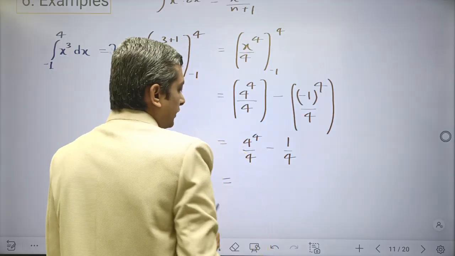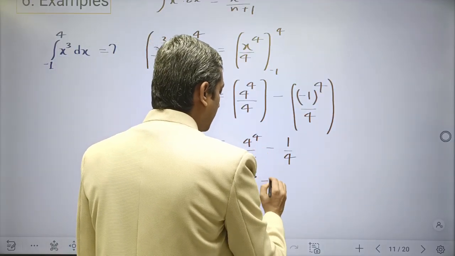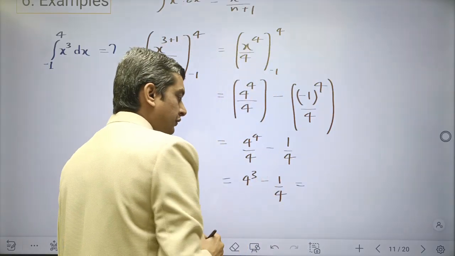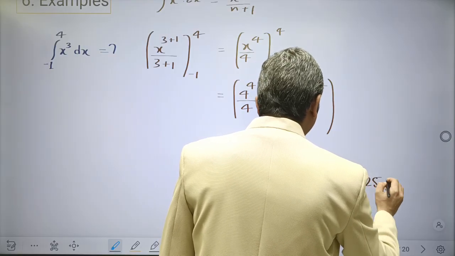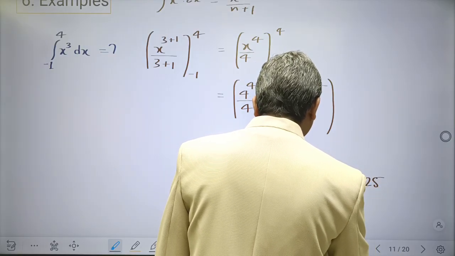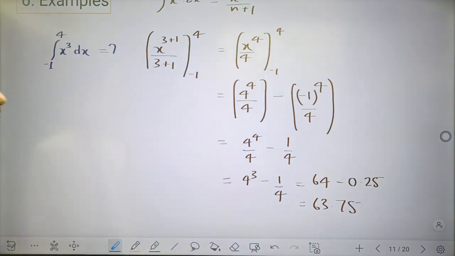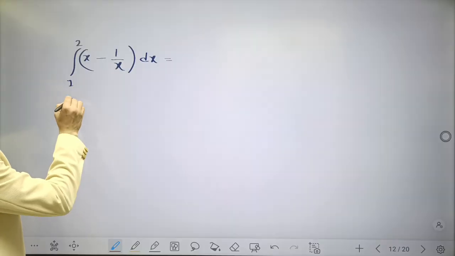So what happens, this is actually 4 to the power 4 by 4, it means that 4 cube minus 1 by 4. So this is 4 cube, 4 4s are 16, 4 16s are 64, minus 0.25, and this will be 63.75. So this is the answer, isn't it? 63.75 is the answer. Next is separating this.